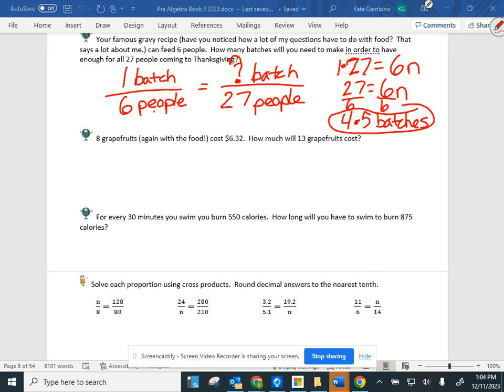You're going to do the next 2 word problems on your own. Well, actually, let's do the grapefruits together.